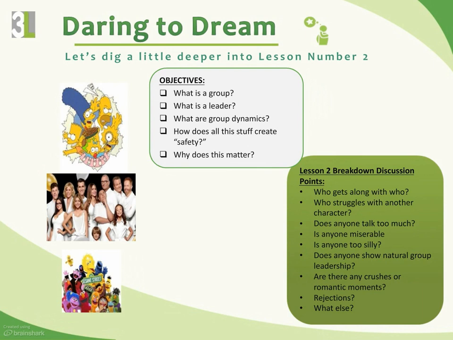So you see on the left some images of media that provide common affect currency at 3L Place. All members appreciate them, have knowledge of them, and can speak fairly fluently or type fluently about the relationship between many of the characters. So we use this as an opportunity to break down these discussion points into who gets along with whom, who struggles with another character, does anyone talk too much, is anyone miserable, is anyone too silly? Does anyone show natural group leadership skills? Are there any crushes or romantic moments? Rejections? Anything else?